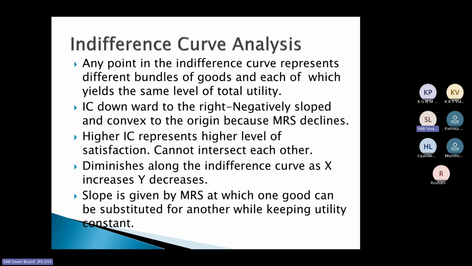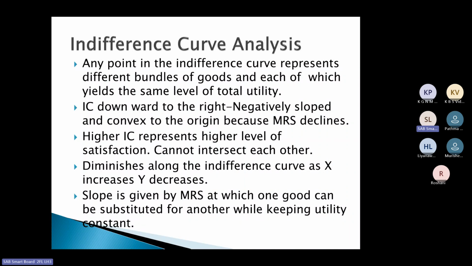Therefore, practically, we cannot justify the diminishing marginal utility, otherwise the assumption is wrong, right? So the diminishing marginal utility theory, the measurability of utility, and the assumptions were criticized. That is why, with the new development, we identified the indifference curve analysis.